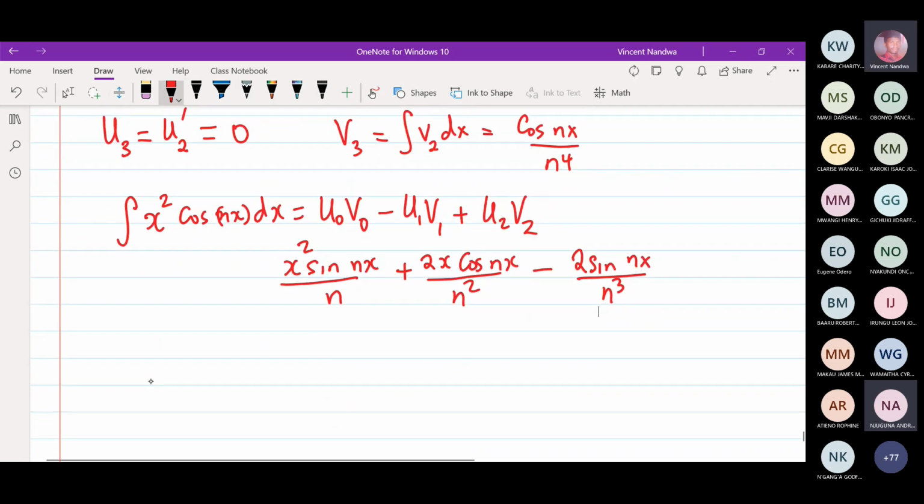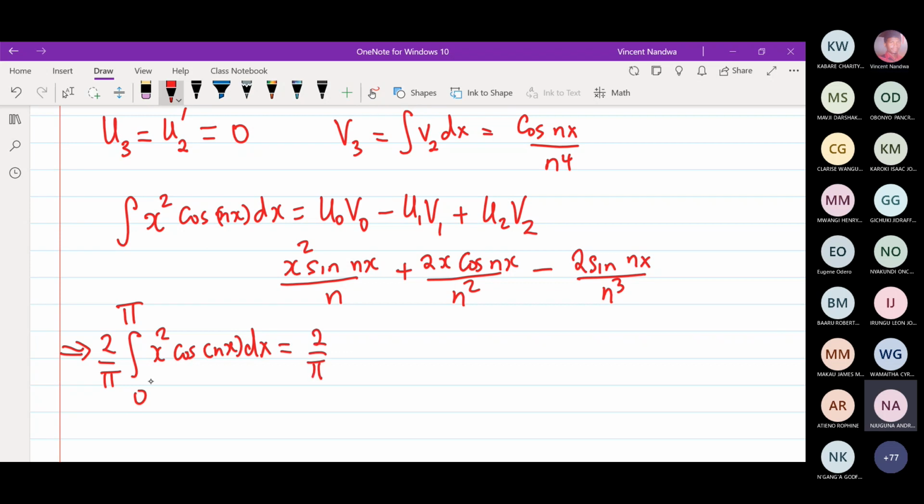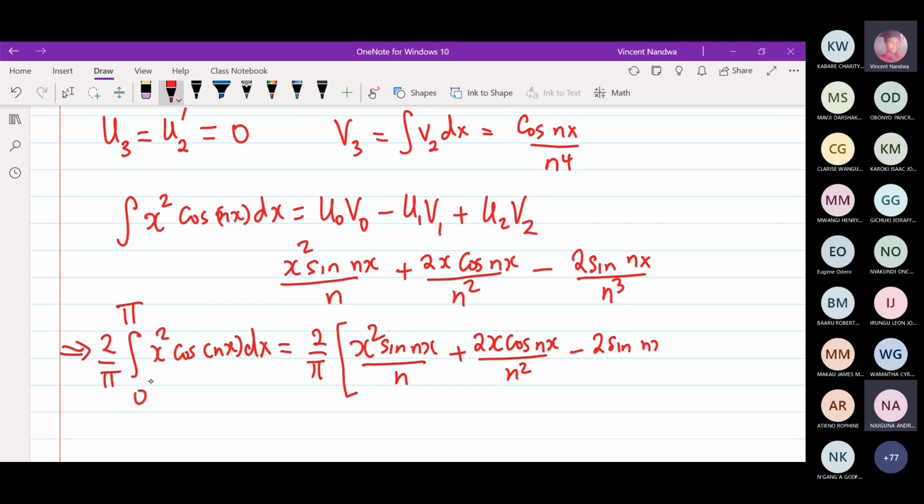So which means that we were interested in calculating 2 over pi integral from 0 to pi of x squared cosine of nx dx, which will be 2 over pi into x squared sine nx over n plus 2x cosine of nx over n squared minus twice sine of nx over n cubed. X runs from 0 to pi.